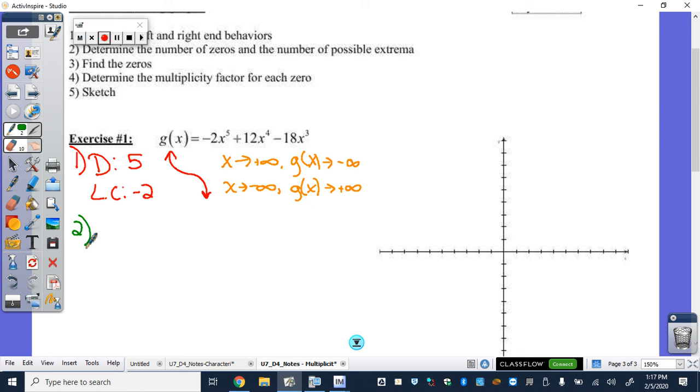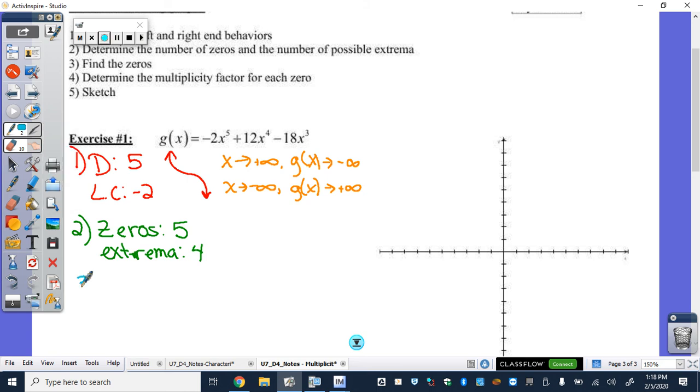All right, step 2, determine the number of zeros and the number of possible extrema. So how many zeros will we have? 5. How many extrema could we possibly have? 4. It's always one less than your zeros.